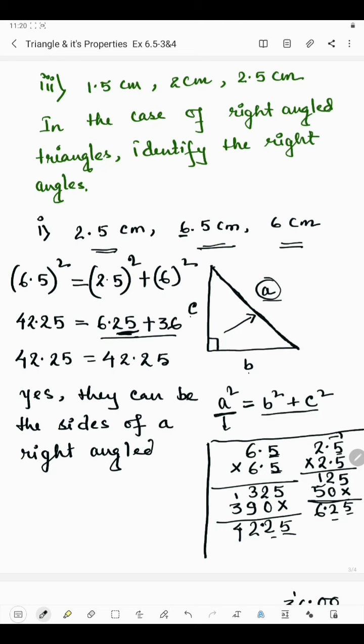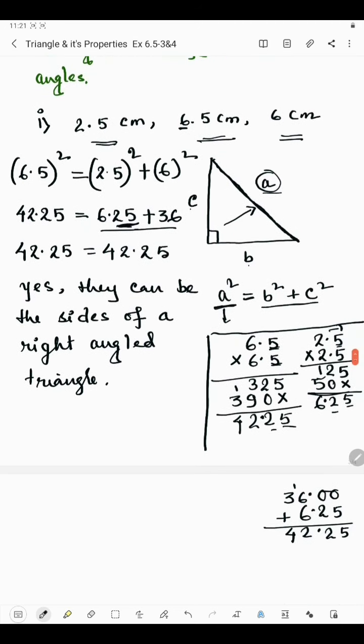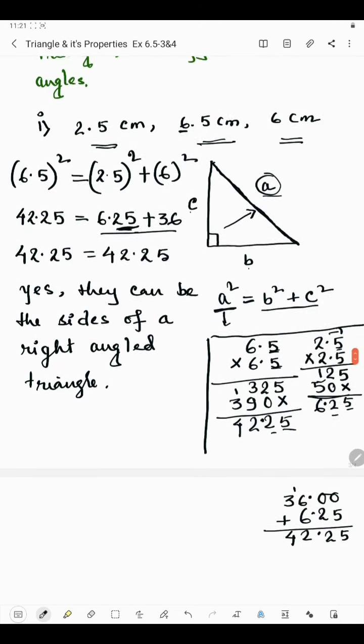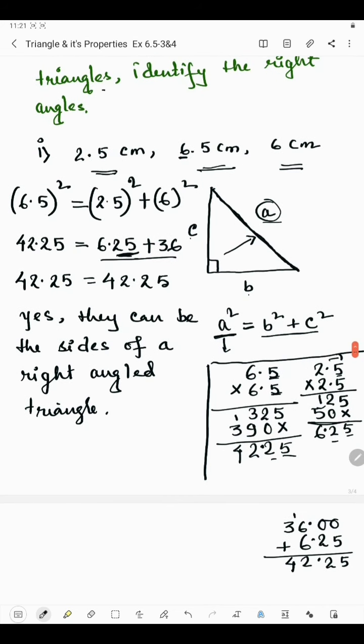Okay, now here we have, in the case of right angle triangle, identify the right angles here. Here we have got the triangles are right angle triangle. Now which one should be right angles here? Okay, we will have to find that in the case of right angle triangle, identify the right angles. So which one will be right angles here?